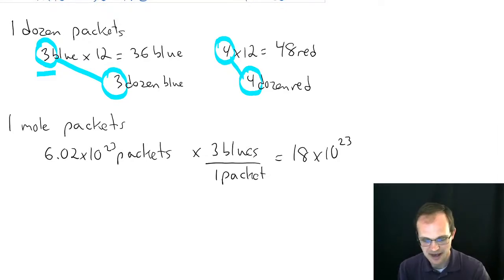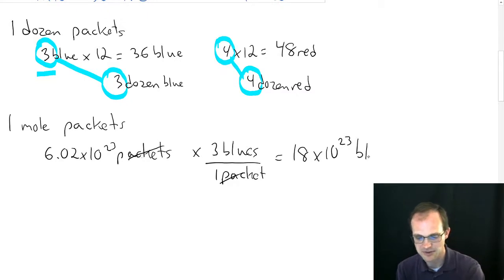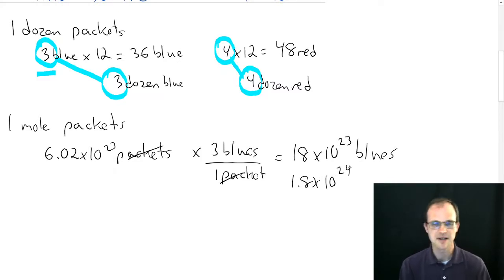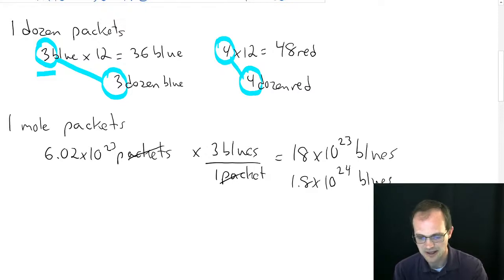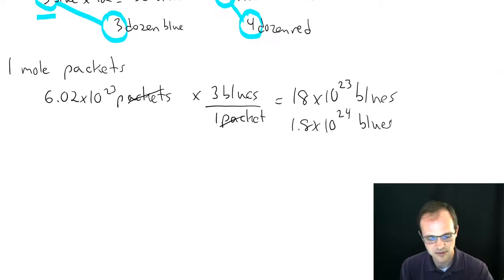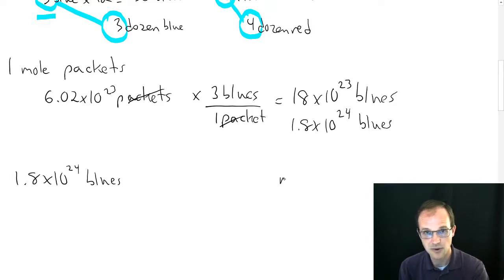All right, so my packets cross off. I end up with blues. I have 18 times 10 to the 23rd, or 1.8 times 10 to the 24th blues. So I've got a lot of blues. And again, those are really hard numbers to count. But guess what? If I wanted to know my 1.8 times 10 to the 24th blues, and I wanted to know how many moles of blue that was, what would I do?